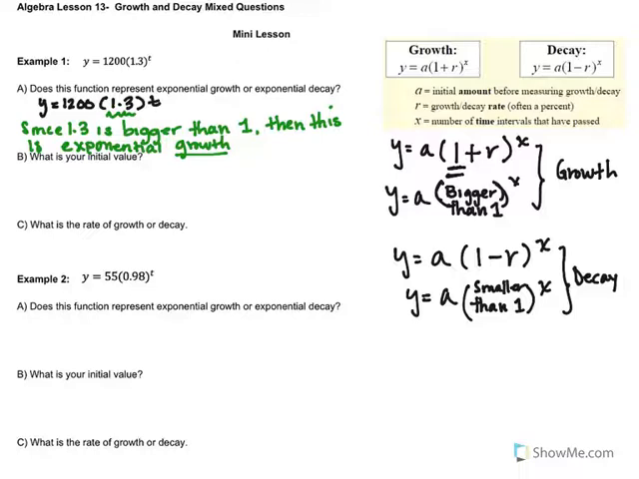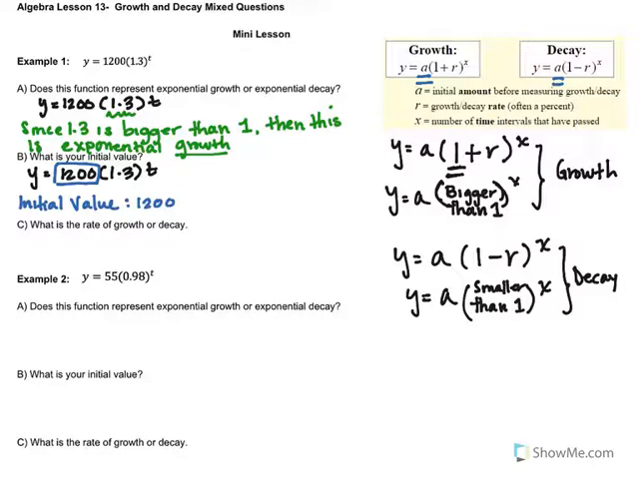Now the question is, what is your initial value? Well, I know that my initial value is always the a. It's always the amount that's before what I have inside the parentheses. So if I have y equals 1200 parentheses 1.3 to the t, then my initial value is whatever I have outside of my parentheses, which is that 1200. So my initial value here is simply 1200.